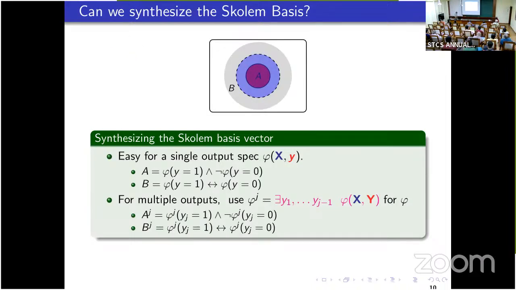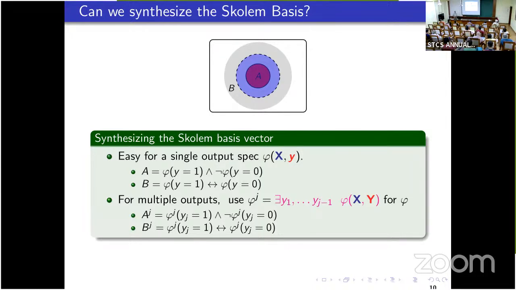And one might think that being able to compute a circuit for this is a sufficient condition for being able to get this Skolem basis vector efficiently. Is it also true the other way around? Of course, if I have the Skolem basis vector, then I have the Skolem functions. And if I substitute the Skolem functions, I get the result of the existentially quantified formula. Right? So the other side is easy to see.